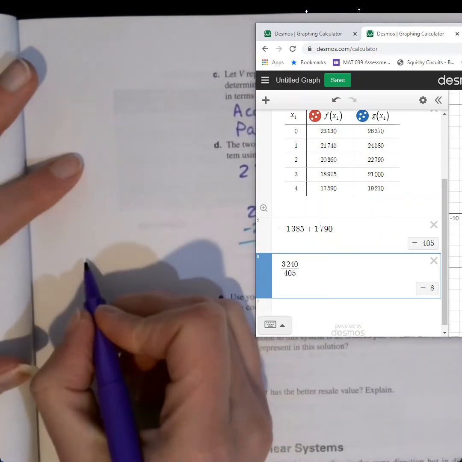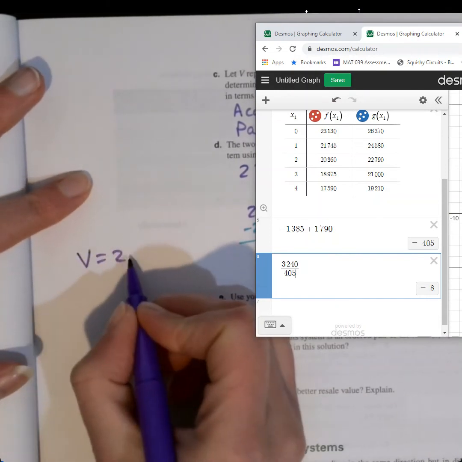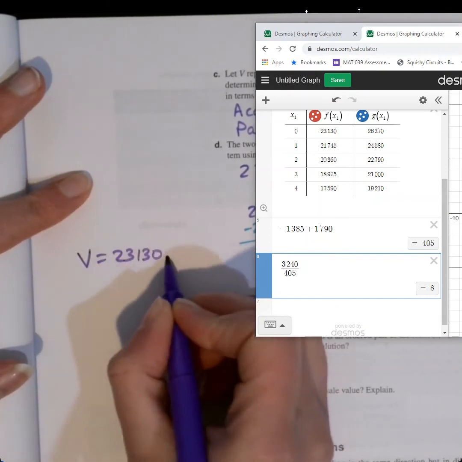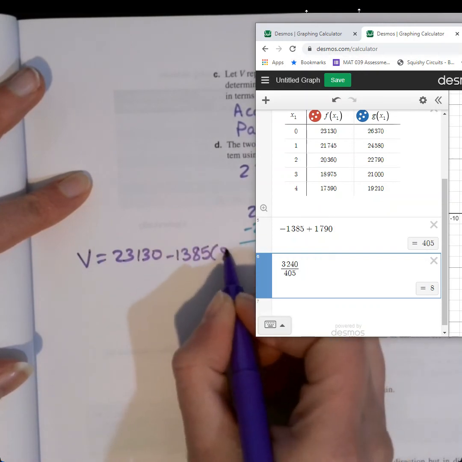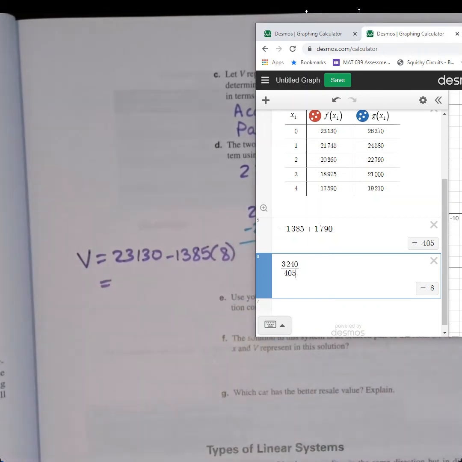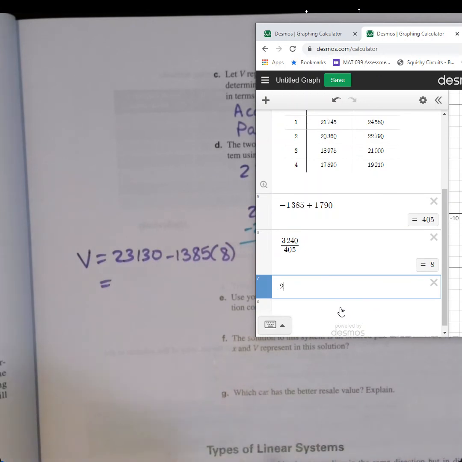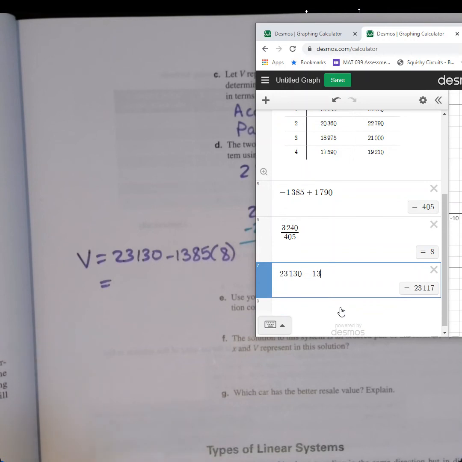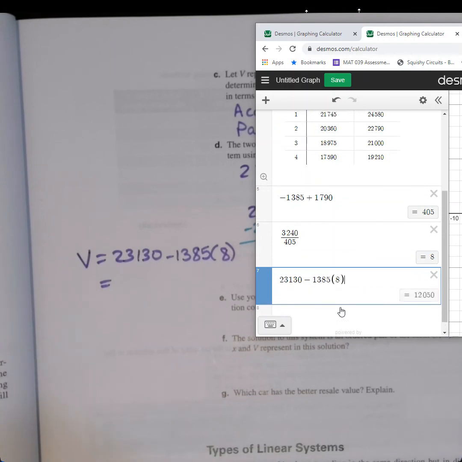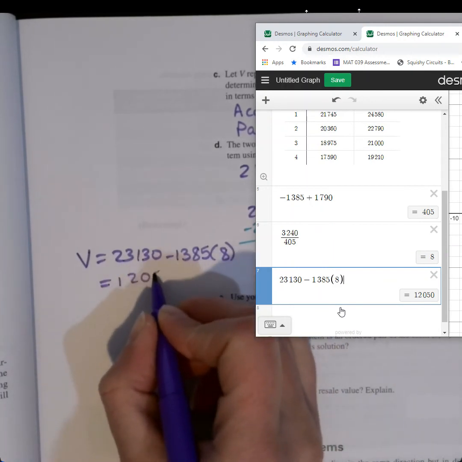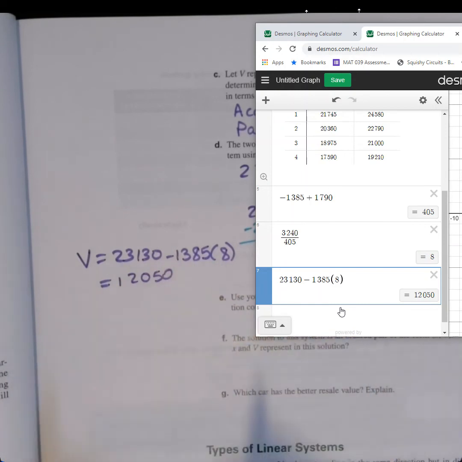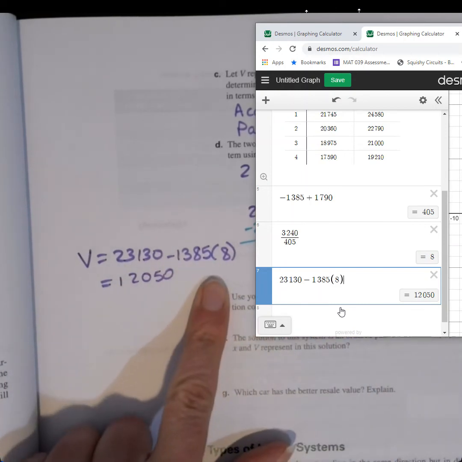So over here on the side, our value is going to be 23,130 minus 1,385 times 8. And I just have my decimals up here still so I can use it to help me with that calculation. So 23,130 minus 1,385 times 8. I got 12,050. And so had I plugged the 8 into the other equation, the Passat equation, the value should have been identical.